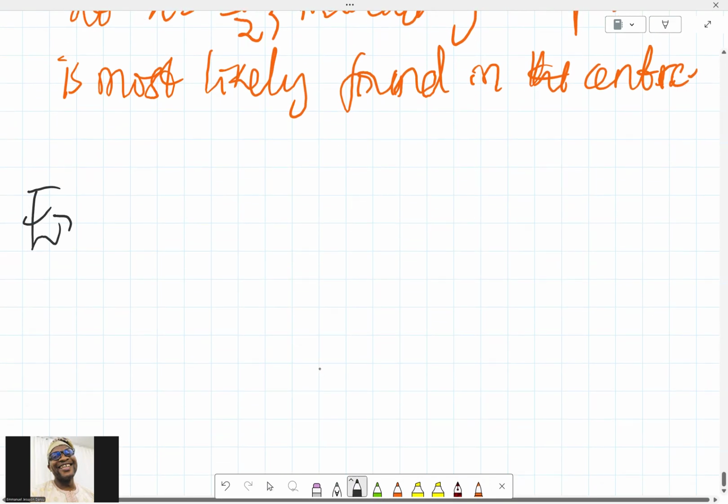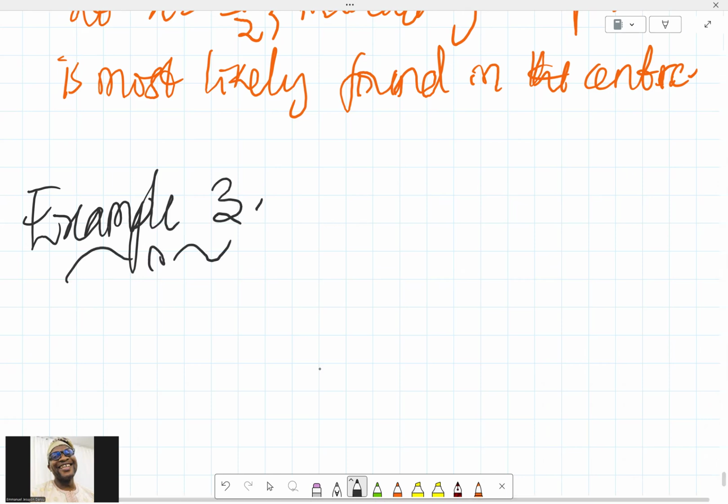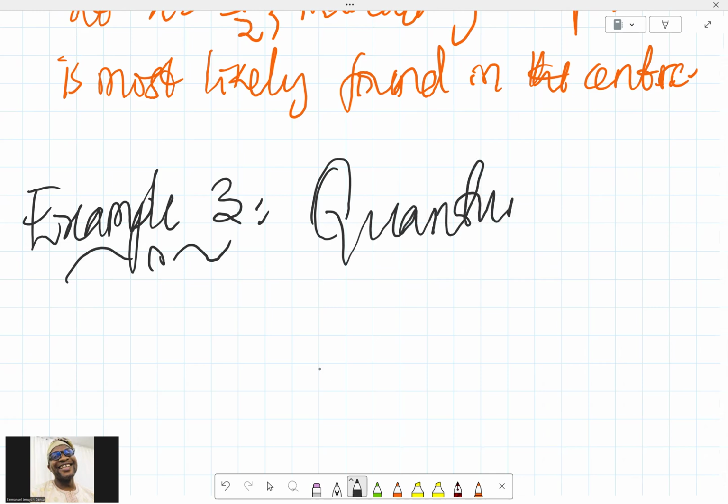So example 3, still talking about quantum mechanics and the Schrödinger equation. This example 3 is about the quantum harmonic oscillator.